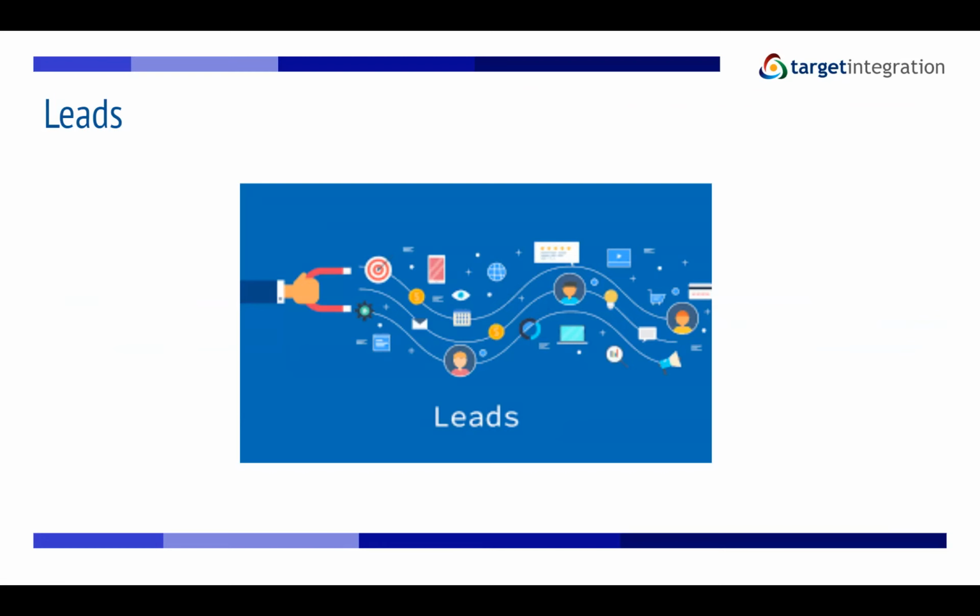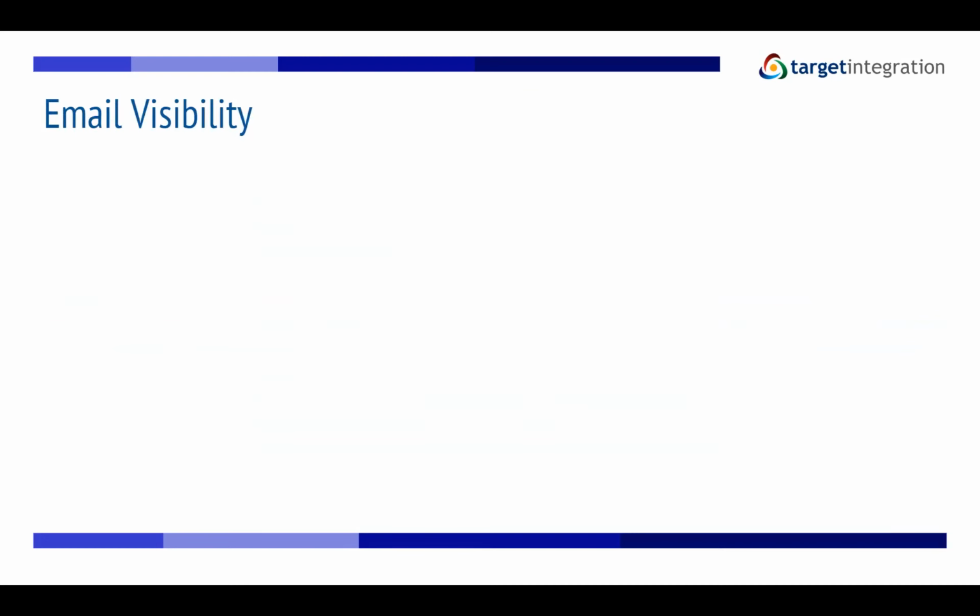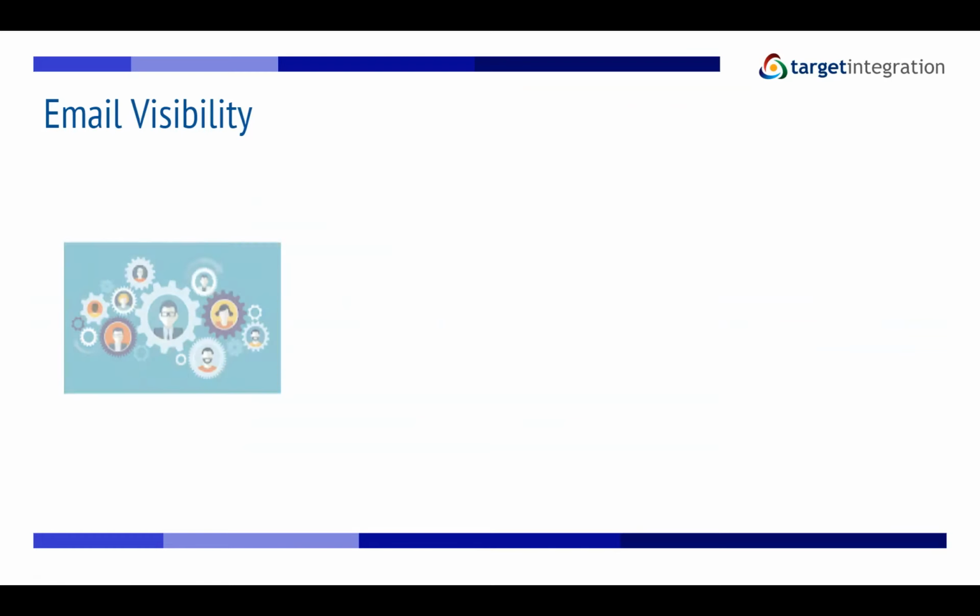And we'll have a look at this in the demo that I'll be going through. Also with email visibility, you want to enable your sales team with email visibility and have great email communication. So you and your sales team want to configure your Zoho account with, for example, your Gmail account.